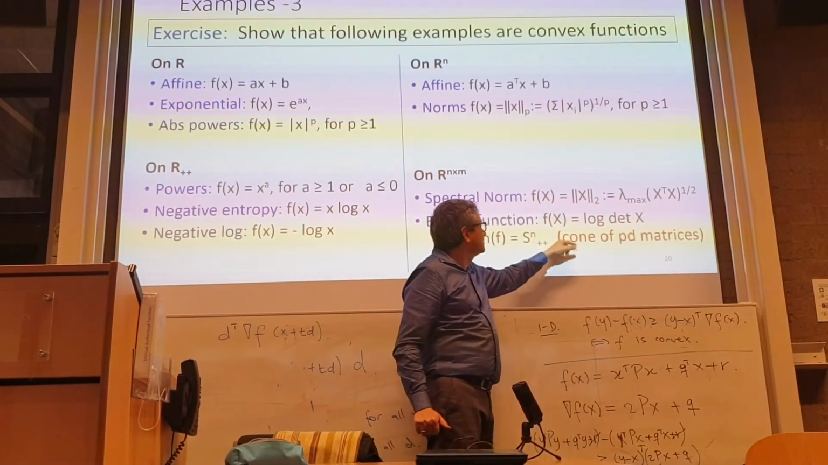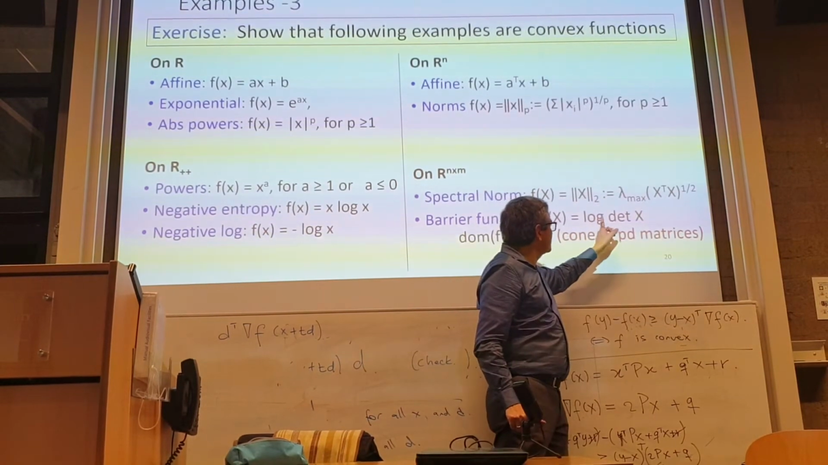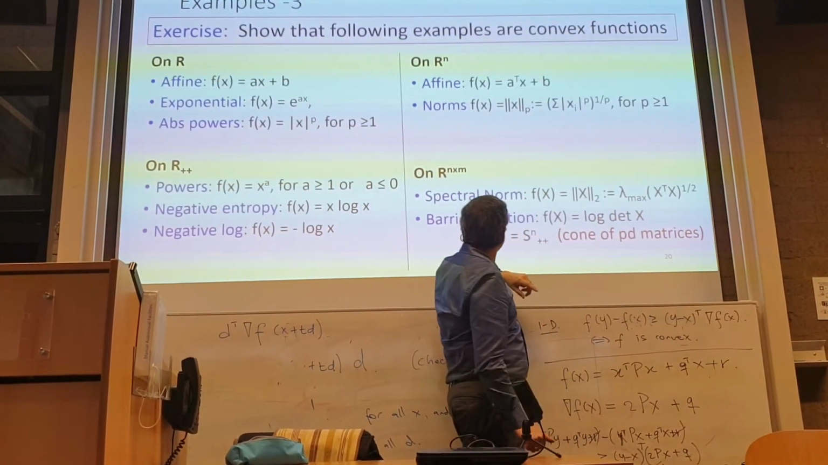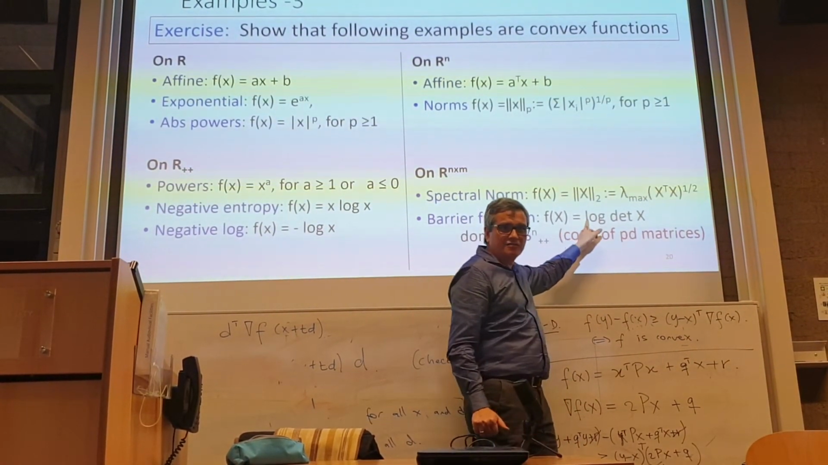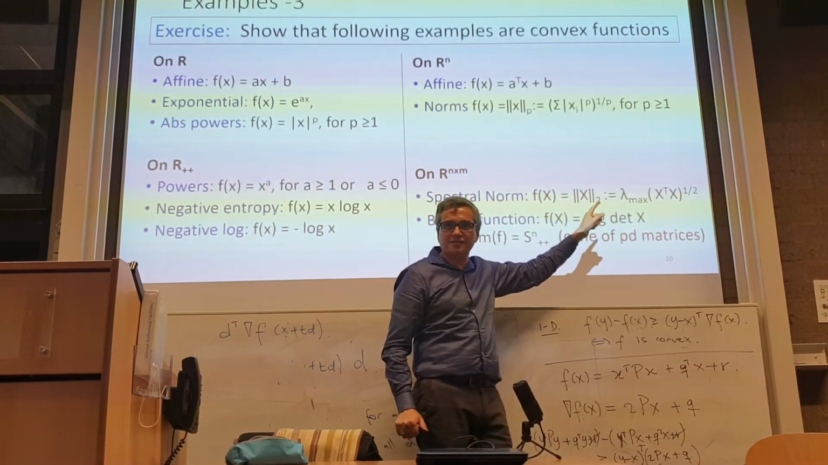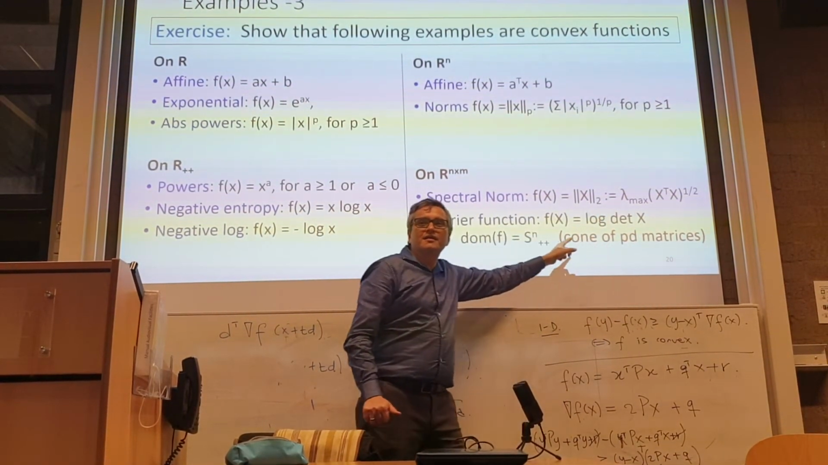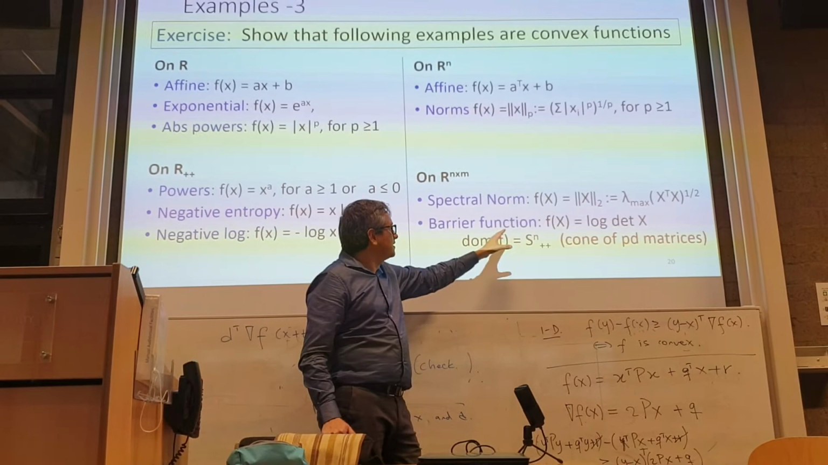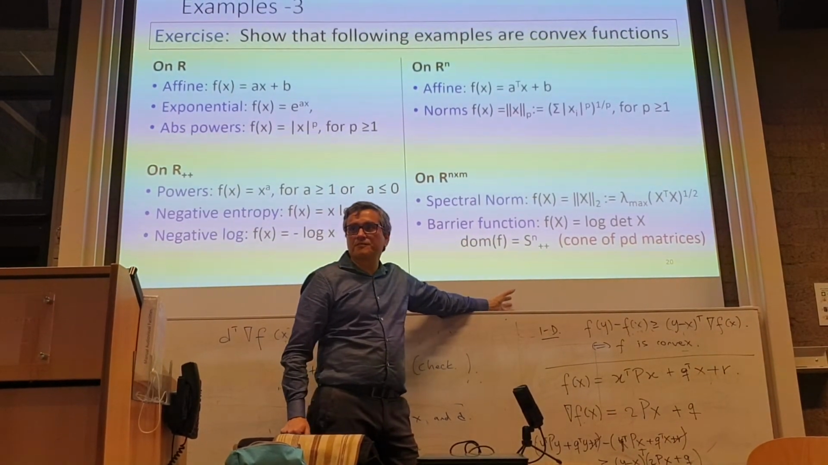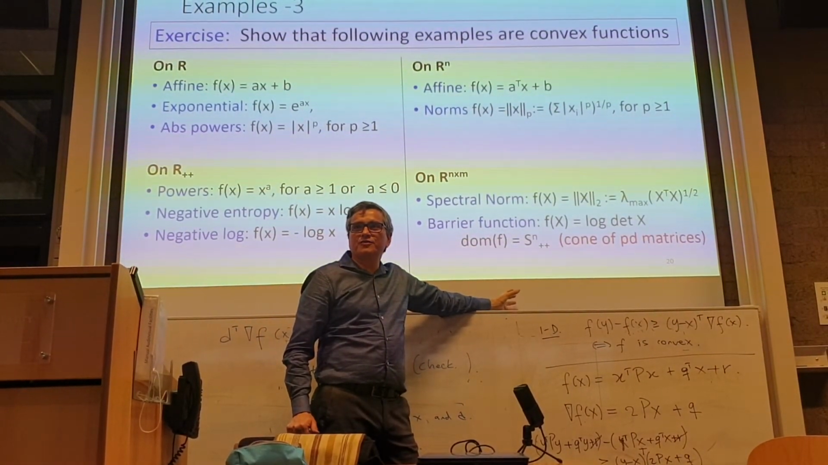Yeah, and then the function is the logarithm of the determinant. Actually, I'm missing a minus here. It's a minus logarithm of the determinant. I think the homework is correct. Okay, so it's minus logarithm of the determinant. That function is convex. Okay, and you're going to show that.